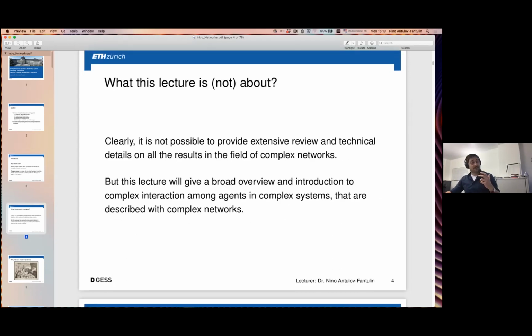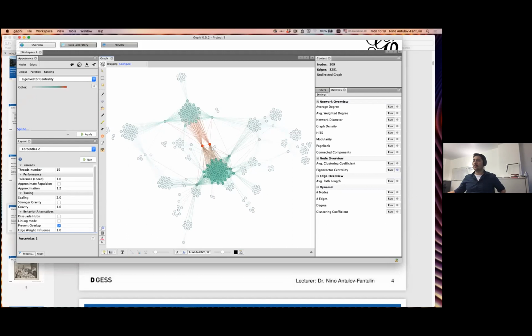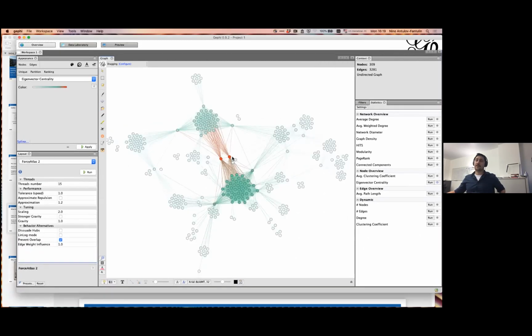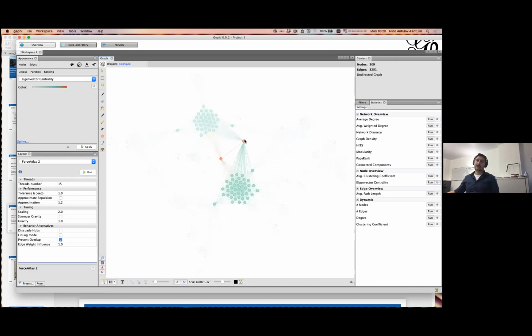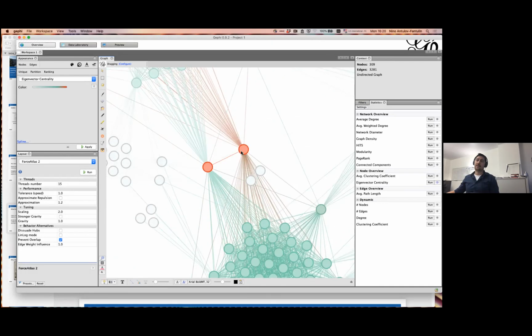It is also very important to say what this lecture is not about. I will also show you one example of a network that we will analyze. For example, this is a network, and here we are using a tool called Gephi. Here we have a set of nodes that are these circles, and we have edges that are connecting different nodes.